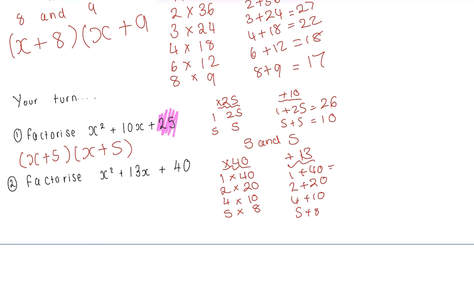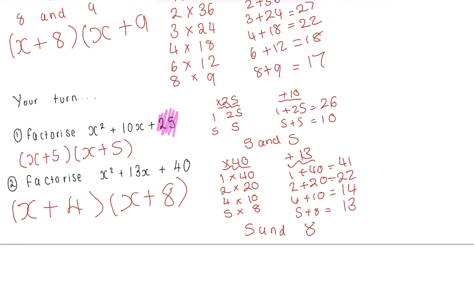Okay, so 40 add 1, 41, 22 here, 14 here, and 13 there. So our numbers are 5 and 8. So popping them into the brackets, we've got x plus 5 and x plus 8 like that. So hopefully that's given you a bit of an idea about how to factorise when both of the numbers are positive.